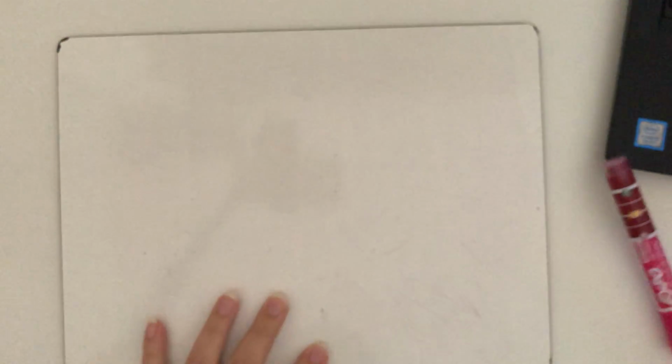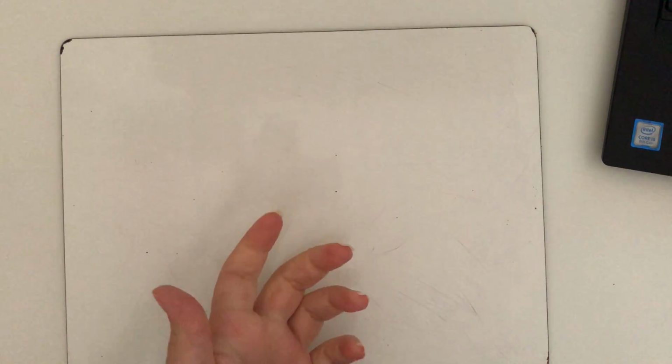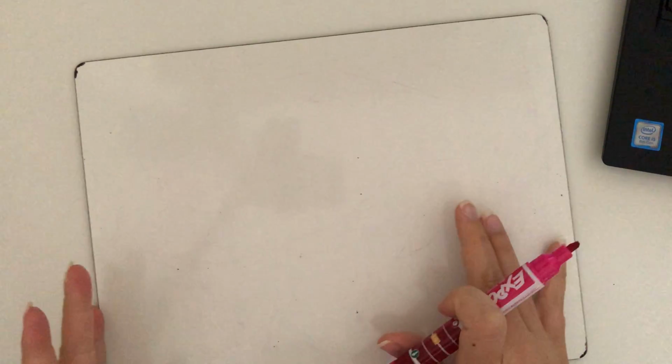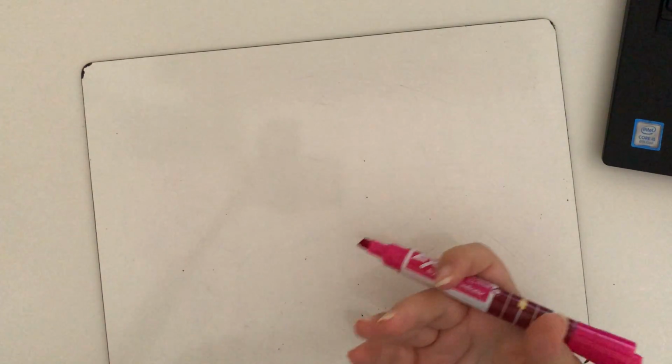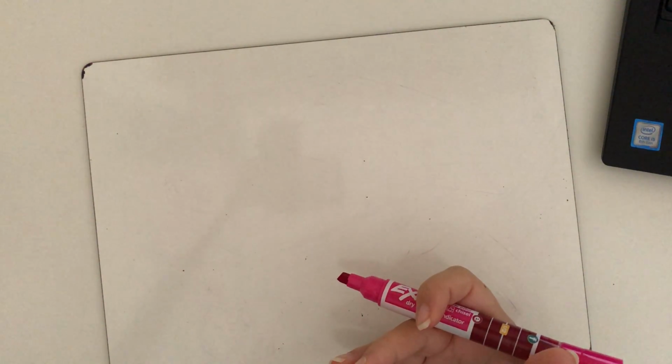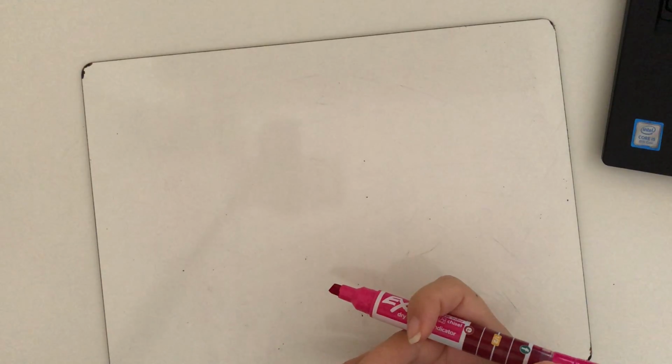All right, let me zoom out. Perfect. Okay, so the first part that we're going to start off with is solving systems by graphing. So this is probably the one that you guys use the least because you have to be very exact when you're solving systems by graphing.